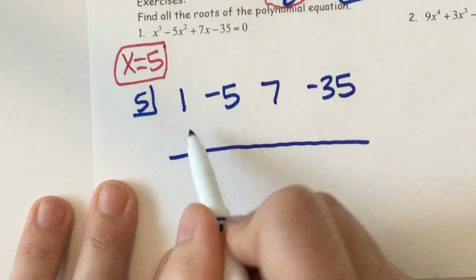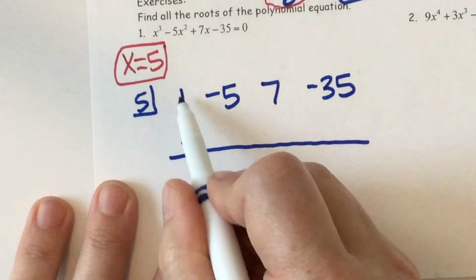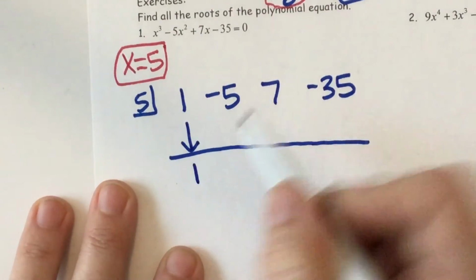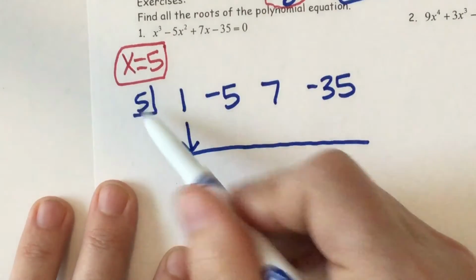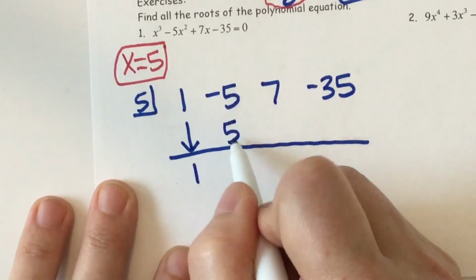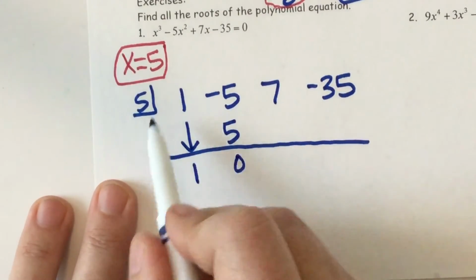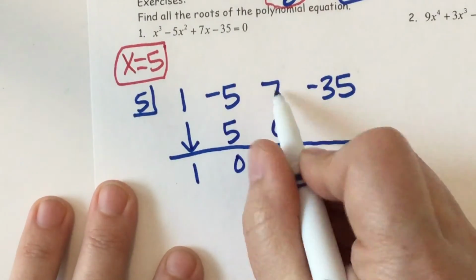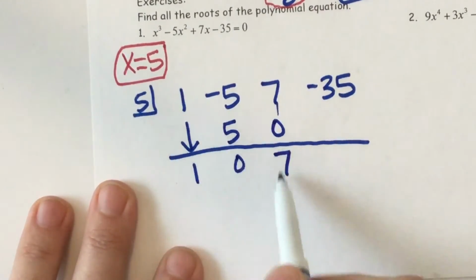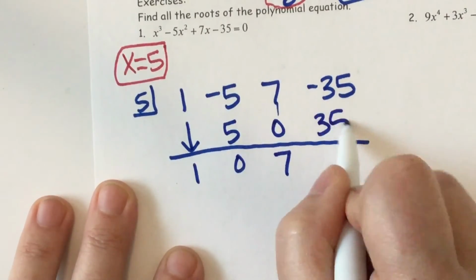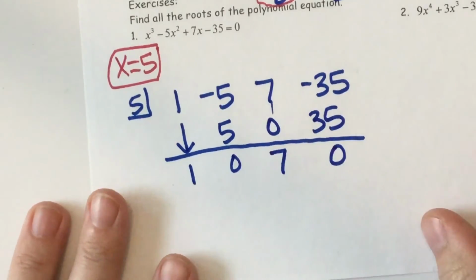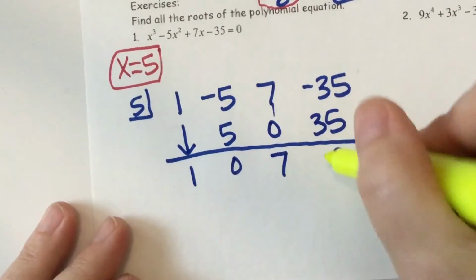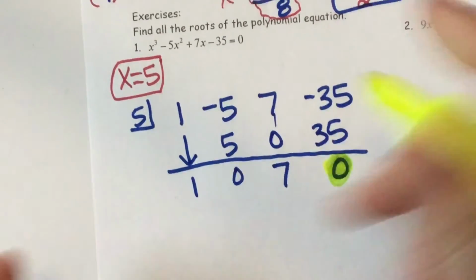All right, I'm going to bring down the first number. And then multiply 1 times 5, add, that's 0. Multiply 5 times 0, that's 0. Add, you get 7. Multiply 5 times 7 is 35. Add, you get 0. Yay! Our remainder is 0, which means I did not screw up.